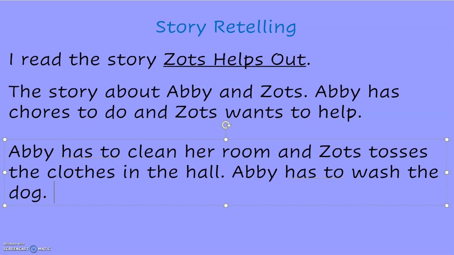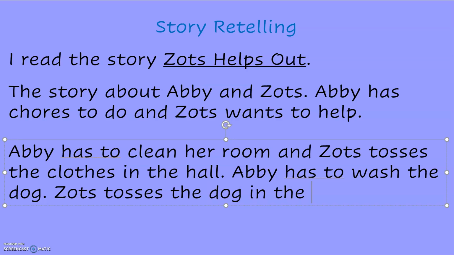And what does Zots do? Zots tosses. So he's so crazy, right? Tosses the dog in the tub, right? Do you remember what happened in the end? Zots was happy her chores were done, but what did Abby say? Abby said, now we have to clean the hall, the bathroom, and the sidewalk, right?